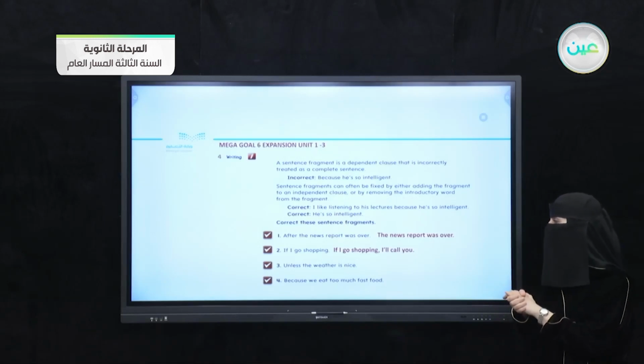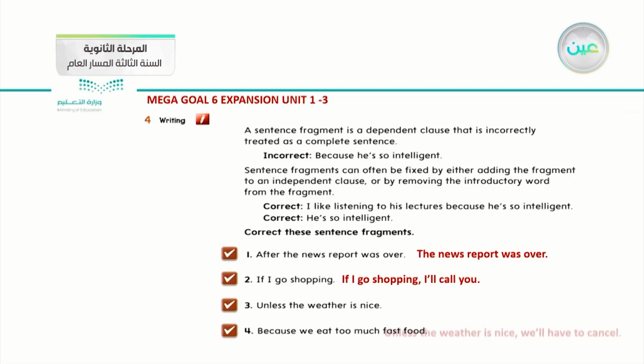Number 3, unless the weather is nice. So what happened? We can say, unless the weather is nice, comma, we will have to cancel. This is the right way when I want to write a correct sentence.